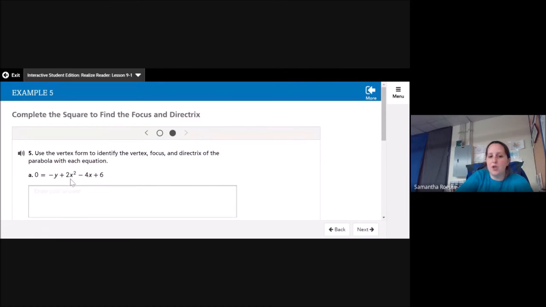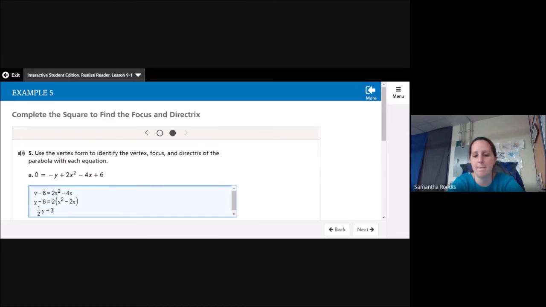So 0 equals negative y plus 2x squared minus 4x plus 6. Okay, so this is in standard form. I want to isolate the quadratic. So I have y equals 2x squared minus 4x plus 6. Factor 2. Dividing both sides by 2, this is 1/2 y minus 3 equals x squared minus 2x plus 1.